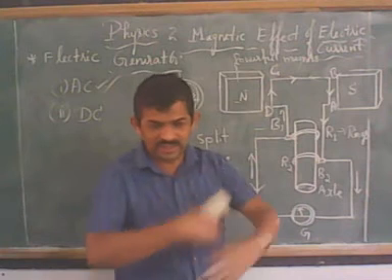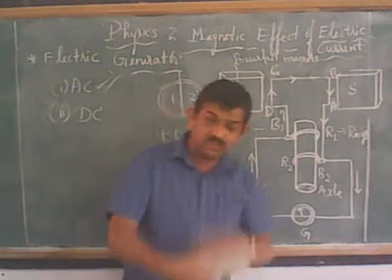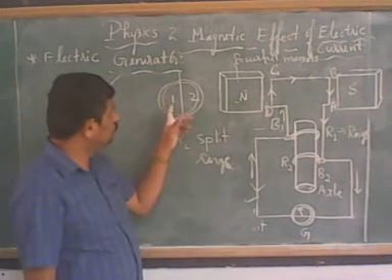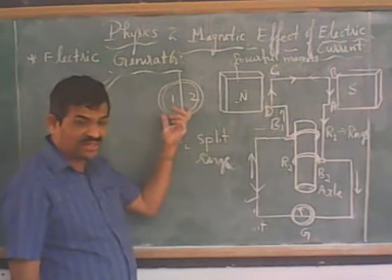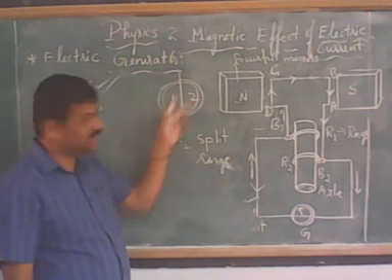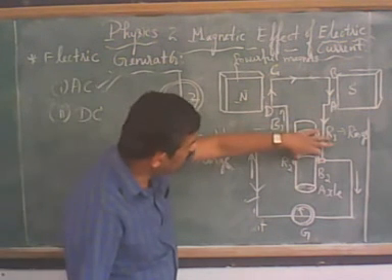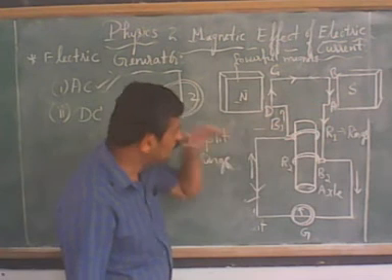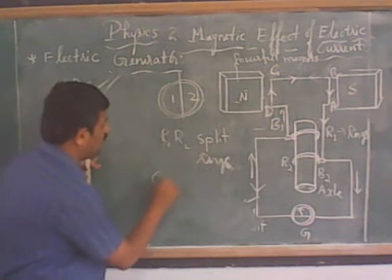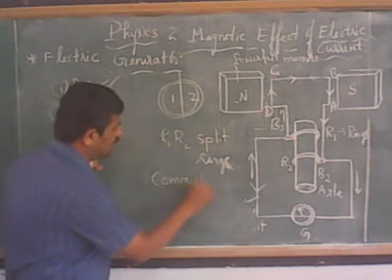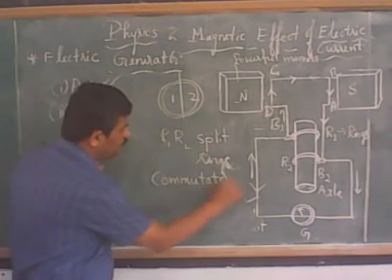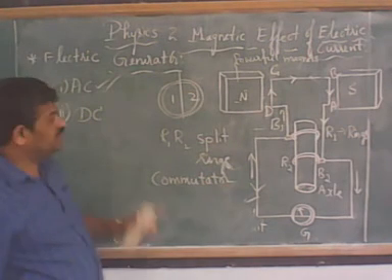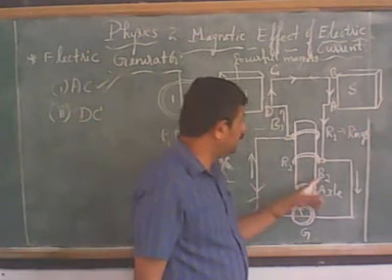Here in the electric generator, as in the electric motor you studied previously, one full metal ring is split into two equal halves and fixed to the axle. Split rings act as a commutator. These two brushes are B1 and B2.